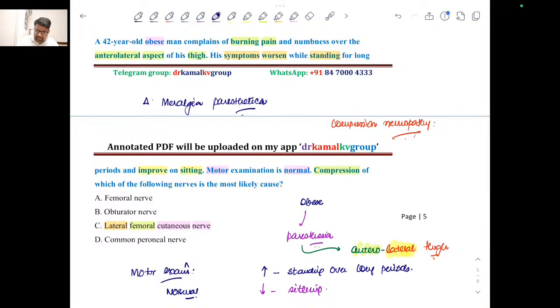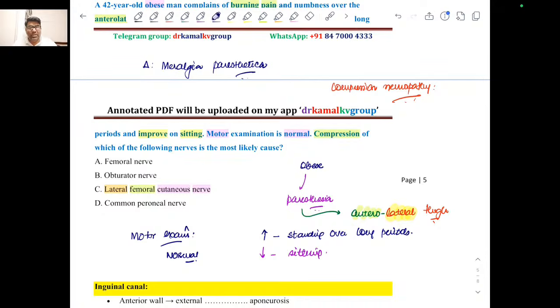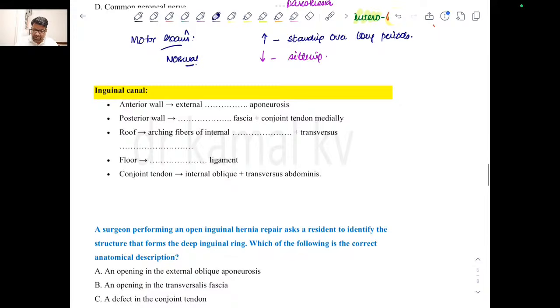Clear? So this clinical condition is meralgia paresthetica, especially seen in obese people or who are wearing tight clothes. There is compression of the lateral femoral cutaneous nerve behind the inguinal ligament, somewhere around the region of anterior superior iliac spine. So this is meralgia paresthetica. There is only paresthesia. There is no muscle paralysis. Clear? Very favorite for exam setters. So moving forward to next question.